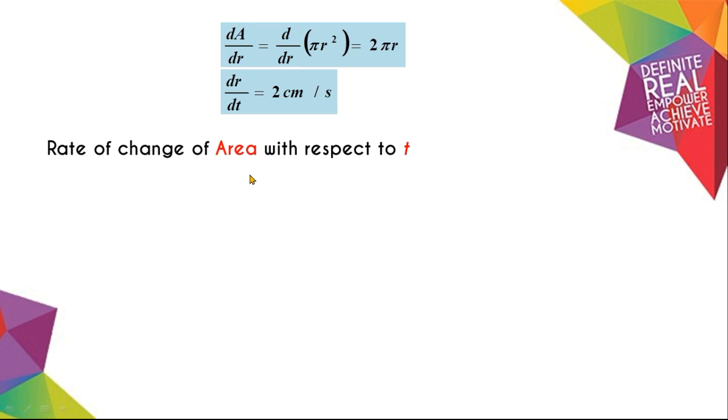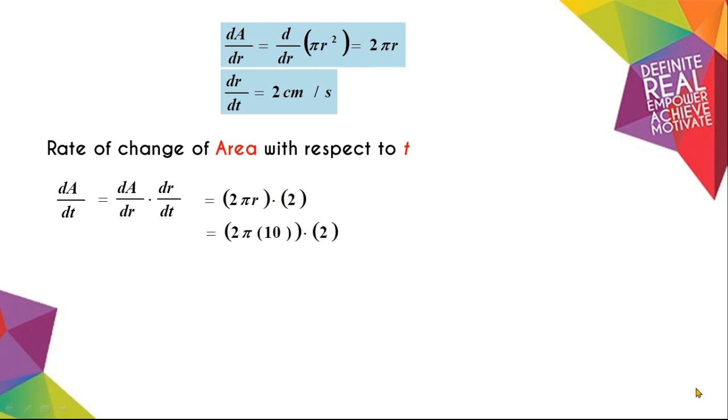Since the rate of change of the area with respect to t is dA/dt, as we have shown before, dA/dr times dr/dt equals 2 pi r times 2. 2 pi r is dA/dr and dr/dt equals 2 cm per second. Now we substitute the value of r equals 10 based on the question. So we will simplify this. It will be 40 pi centimeter squared per second, which shows the unit for the change of area with respect to t, equals 125.6 centimeter squared per second.